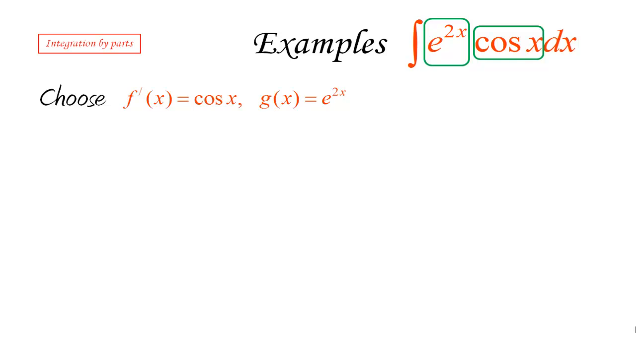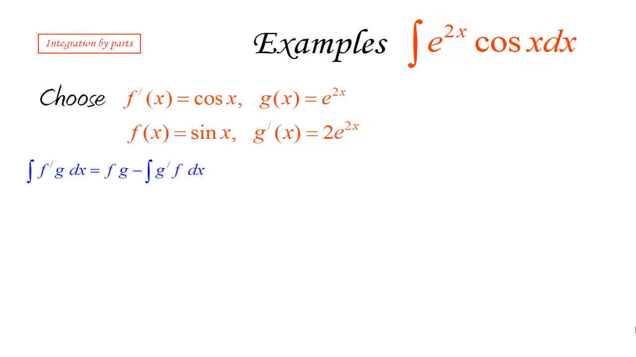Again, as an exercise, after you have seen how I'm doing it with this choice, you may want to do it with the other choice, by using e to the 2x as f prime and cosine as g. Notice that both of these functions are easy to integrate and easy to differentiate. Okay? So with my choice, what is f of x? Well, of course, it is sine x. Sine x is an antiderivative of cosine x, and the derivative of e to the 2x is 2e to the 2x.